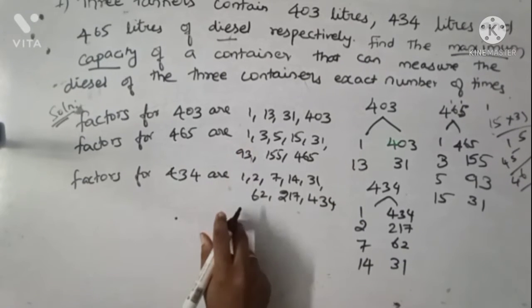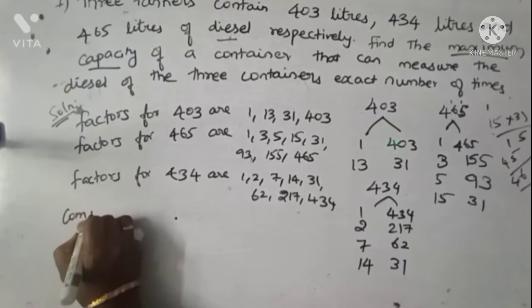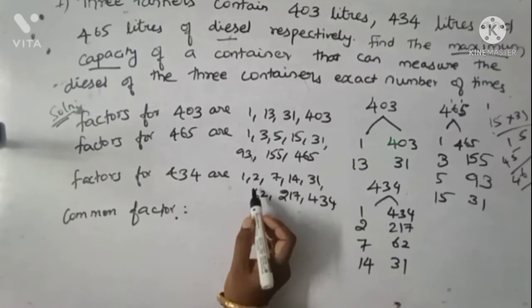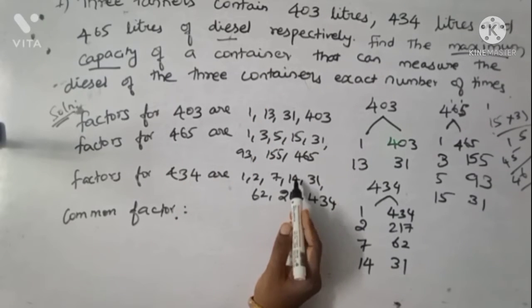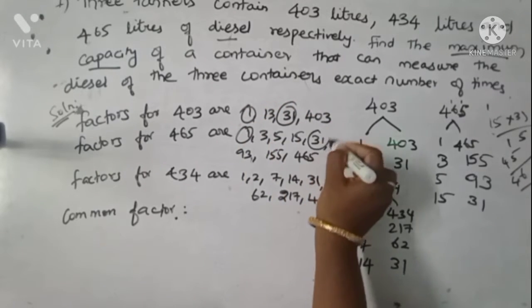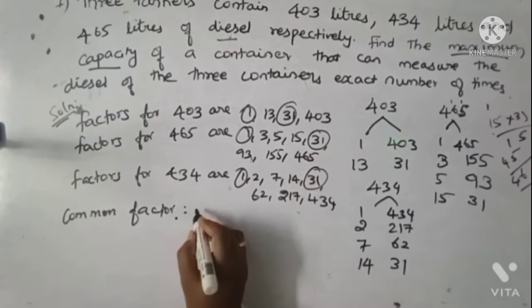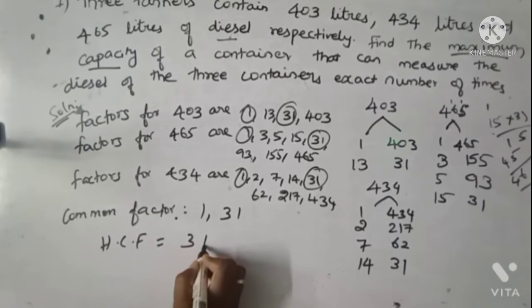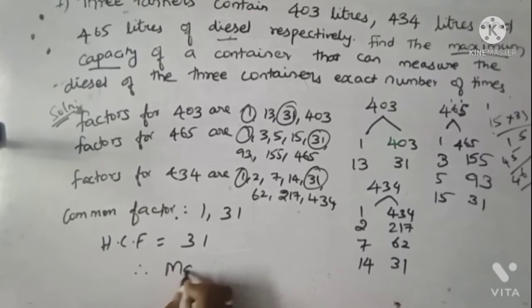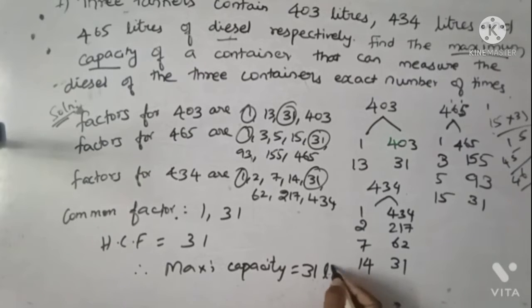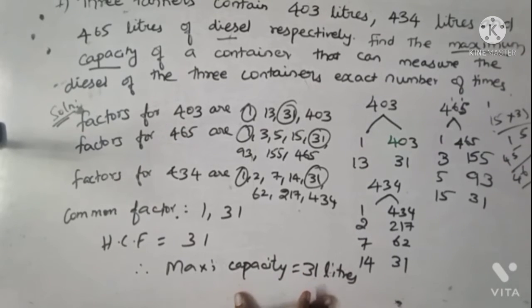Now we can see which is a common factor. 1 is present everywhere, and 31 is present everywhere. So 1 and 31. In this, which is the highest common factor? 31. So therefore the maximum capacity is equal to 31 liters. So this is the answer for sum number 7.